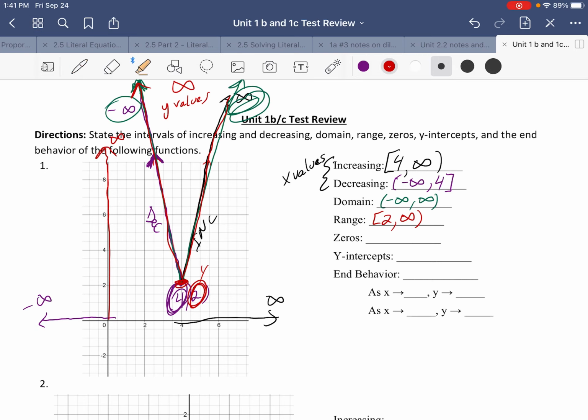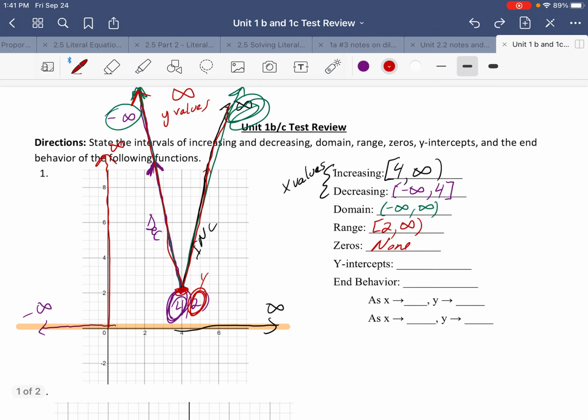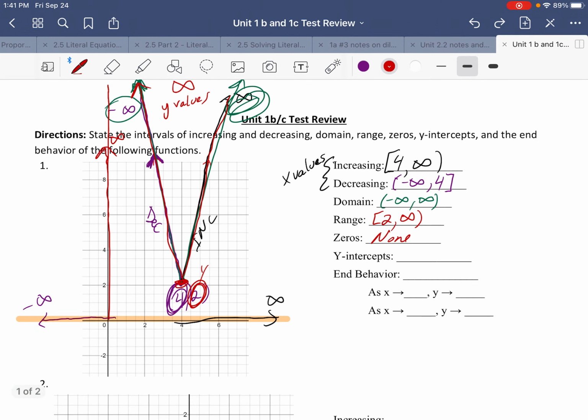Zeros, where does it cross the y-axis or x-axis? It doesn't. So zeros in this case, we're going to say none. Don't put 0, because that means that it actually would cross at 0. Y-intercepts. Well, I don't see a y-intercept right here. Well, let's estimate it. So that'd be 10, 12, 14, 16, let's say somewhere around 20. So that'd be your y-intercept.